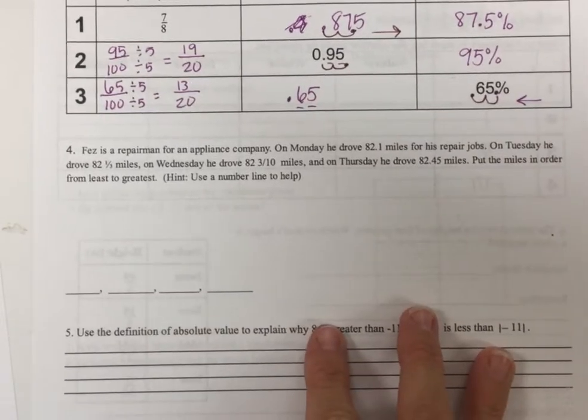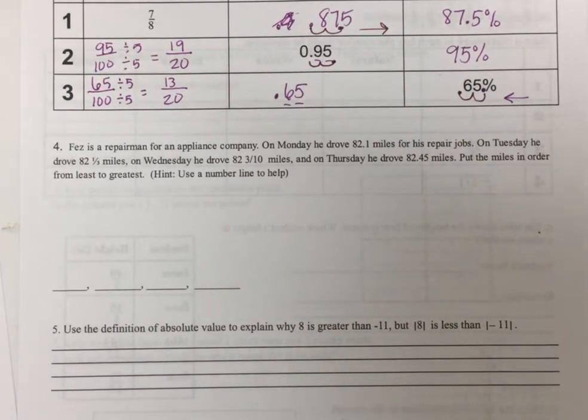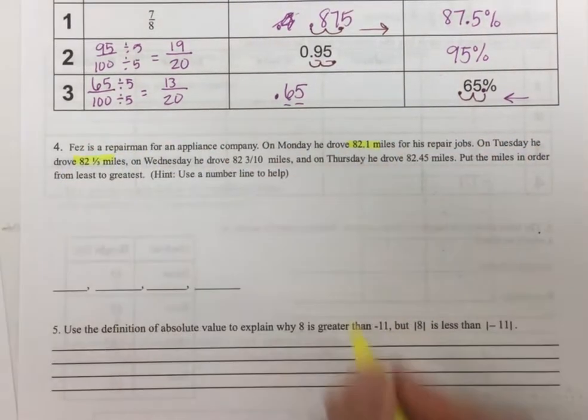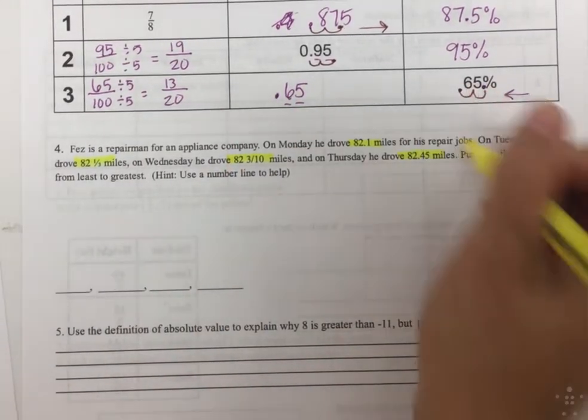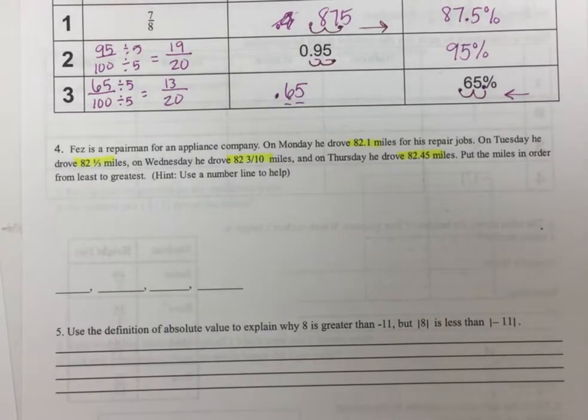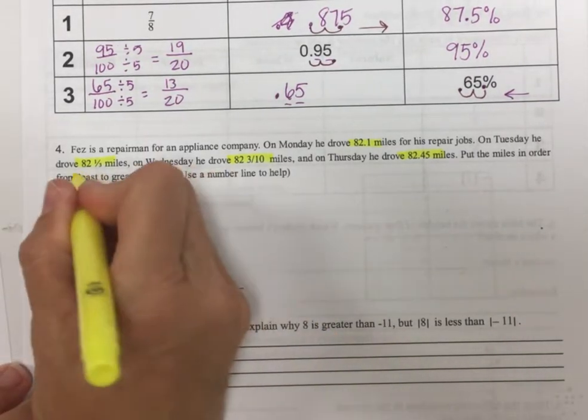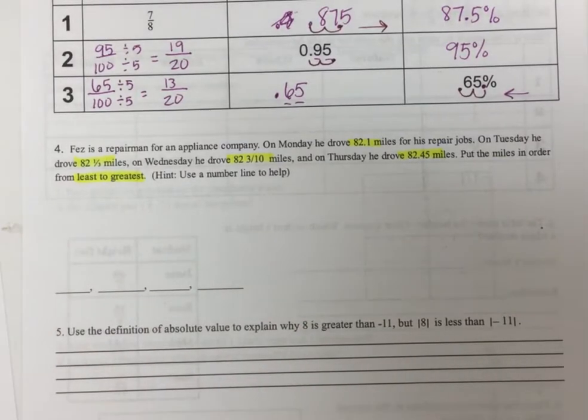Number 4, Fez is a repairman for an appliance company. On Monday, he drove 82 1/10 mile for his repair job. Tuesday, he drove 82 1/3 mile. I'm going to highlight those numbers there. And Wednesday, he drove 82 3/10 miles. Thursday, he drove 82 4/500 miles. Put these miles in order from least to greatest, and if you need a number line, you can. I am going to show you them lined up on top of each other, and I'm going to change them all to decimals so I can compare them easily.